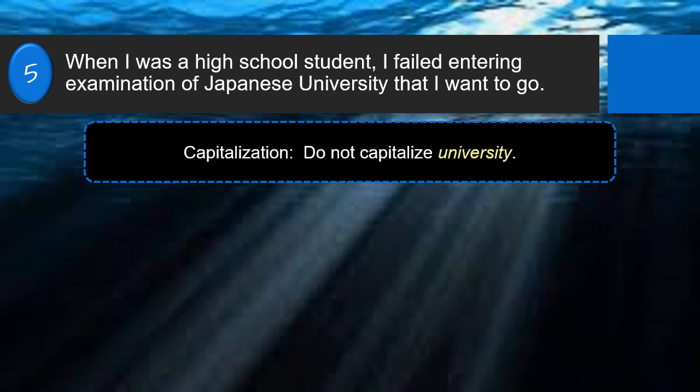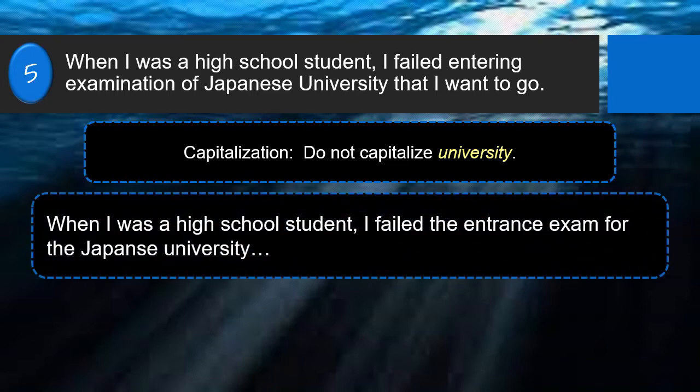Finally, well, not finally, but also, do not capitalize university in this case. Japanese university is not the name of a university. This is just a general noun, not a name. So when I was a high school student, I failed the entrance exam for the Japanese university, something, something, something.